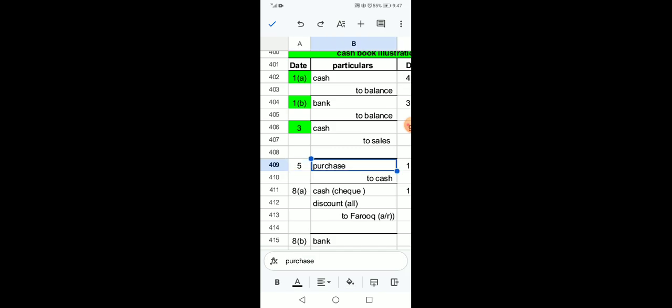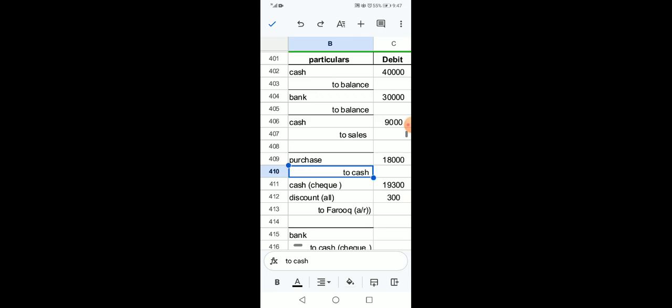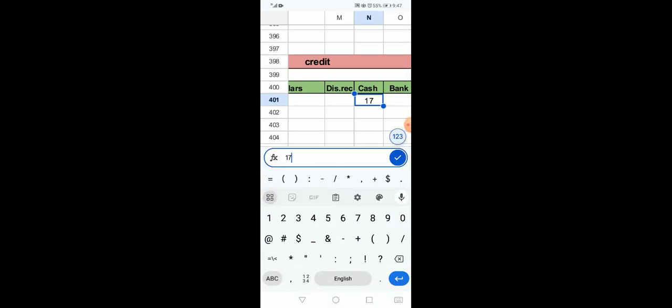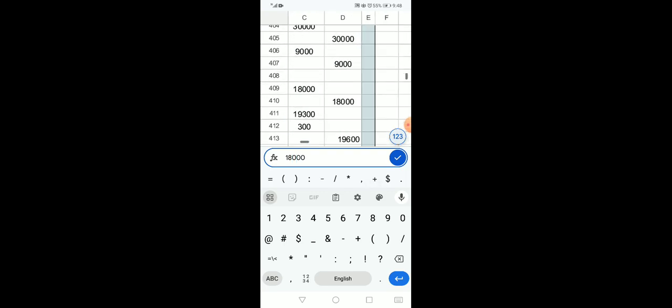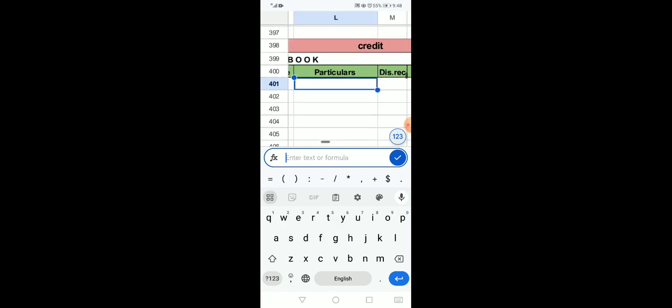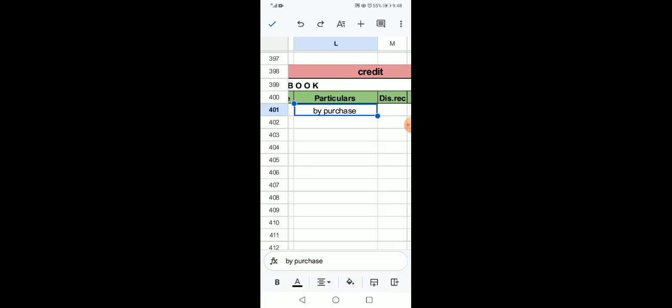Next entry is 5. There are two elements, but we are associated with only one element, which is cash, and it is credited by 18,000. Go to the credit side of the cash and write 18,000. Now see the reference of this entry, which is purchase. You will write the name of purchase in particulars, but with an additional word, buy. Whatever you write on the credit side in the particulars column, you will use the word buy as a prefix.